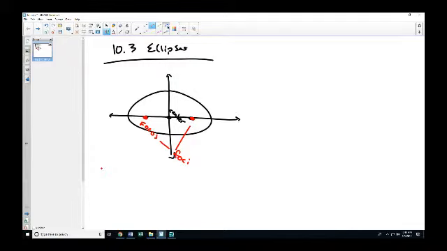Okay, these here. One is a vertex. Do you remember the plural of vertex? Vertices.